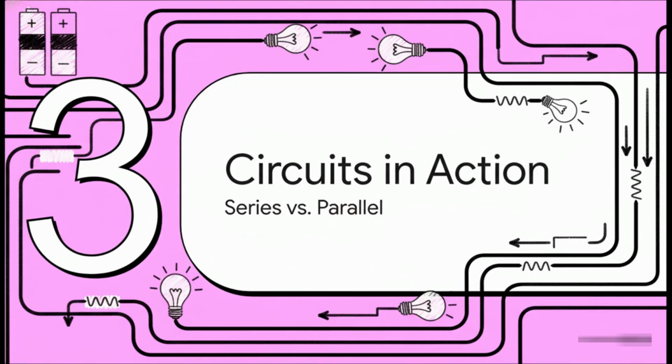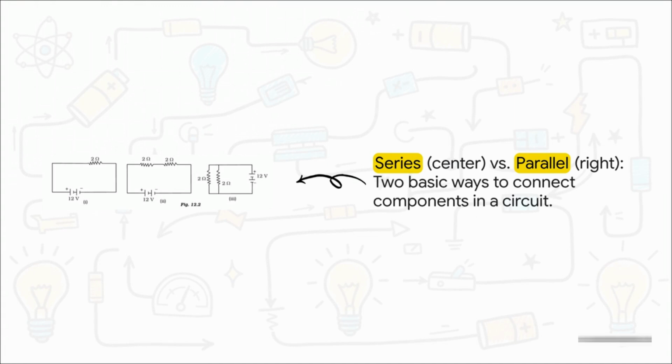All right, we've got the rules of the game down. Now for the fun part. Let's actually put this stuff into practice and see how we can wire things together to build circuits. So there are really two basic ways to connect things. First, you've got a series circuit. Think of it like a one-lane road. The components are all lined up one after another, so the current has only one single path it can take. But then you have a parallel circuit. This is more like a highway with multiple lanes.